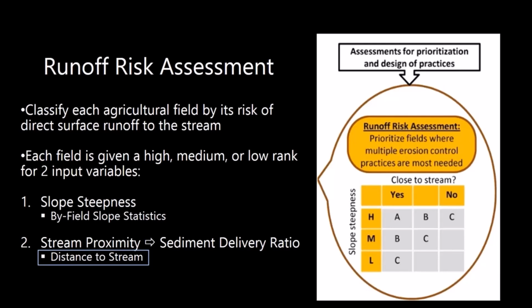The first variable is slope steepness, which we'll get by using the by-field slope statistics tool we ran earlier. And the second variable is the stream proximity, which is actually converted to a sediment delivery ratio. This value is the output from the previous tool, D8 distance to stream. The fields are given a rank of either high, medium, or low based on these variables.